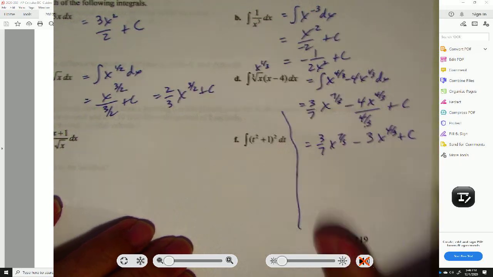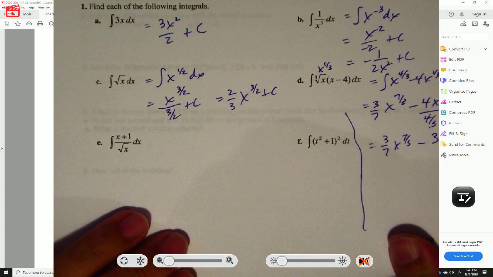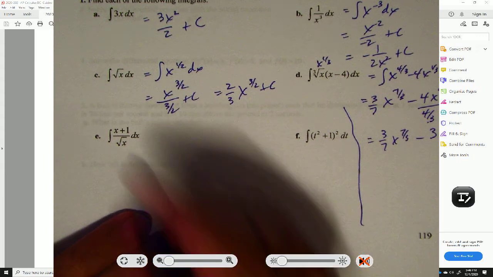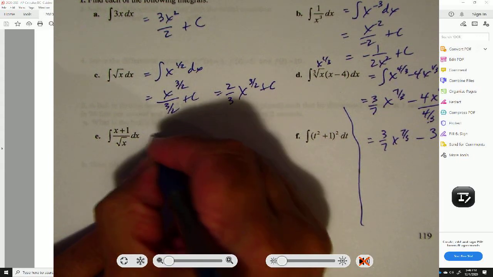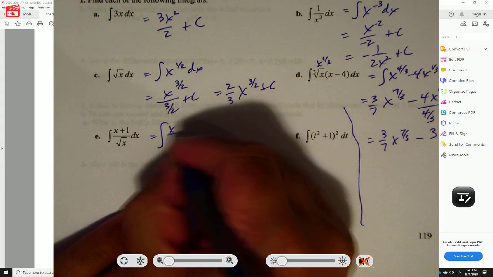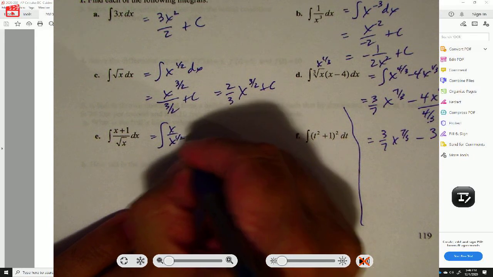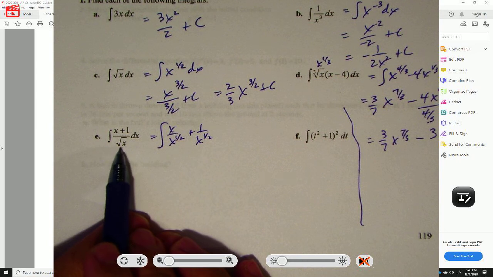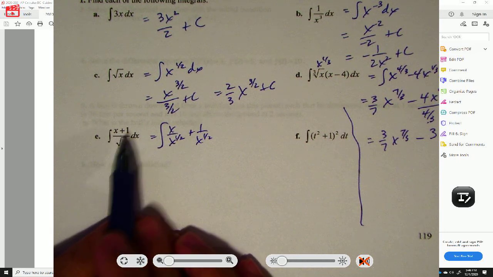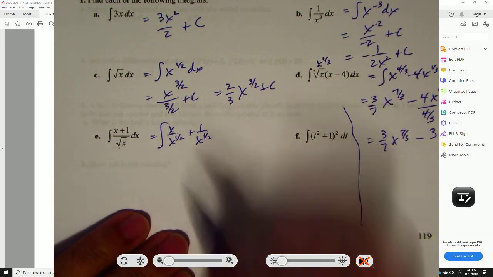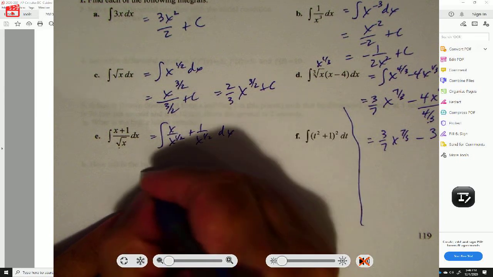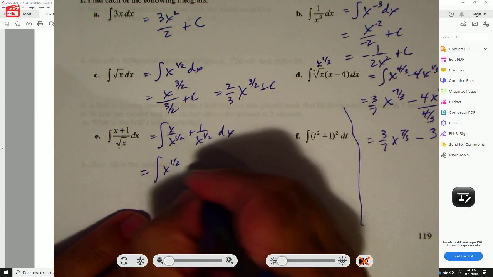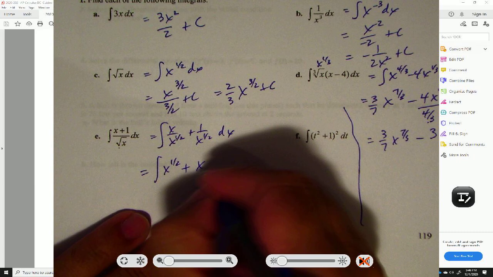That's that one. E, continuing with the same idea, right? So that's x to the 1/2. So I'm going to rewrite it as x over x to the 1/2 plus 1 over x to the 1/2. Whenever it's a monomial in a fraction, you can divide each term in the numerator by that monomial. So when I do that, I get x to the 1/2 plus x to the negative 1/2.